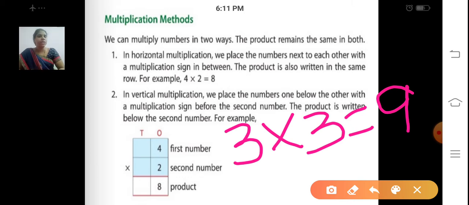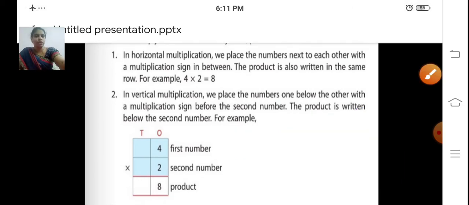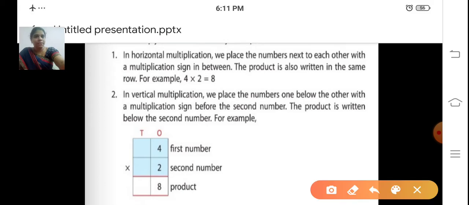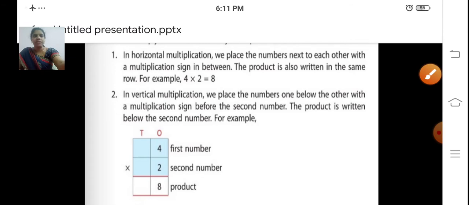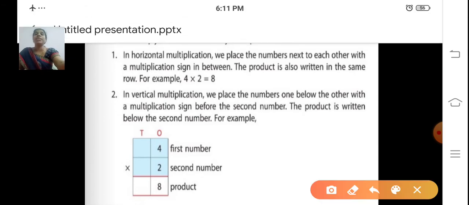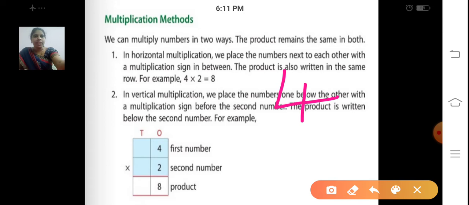We have one more method of multiplication, that is vertical multiplication. In vertical multiplication, we place the numbers one below the other. Just see, same numbers, 4 2s are 8. How are we going to write the numbers? Vertical. You know this is horizontal and this is vertical. You all know this, right? So we are going to write the numbers vertically. We'll see how to write the numbers one below the other: 4 and 2, one below the other, with a multiplication sign before the second number.